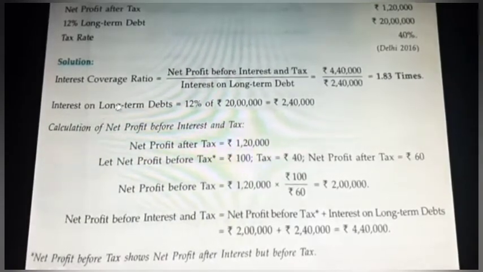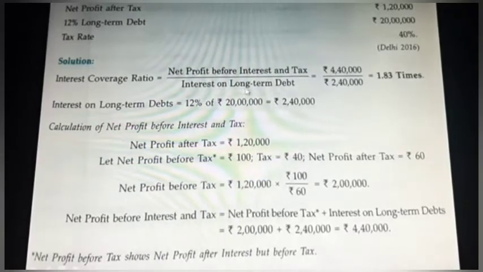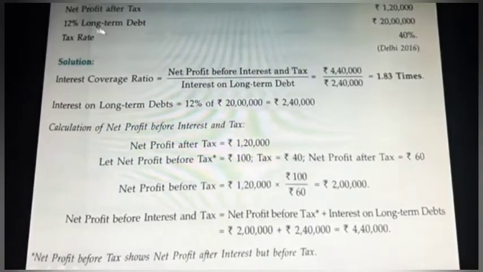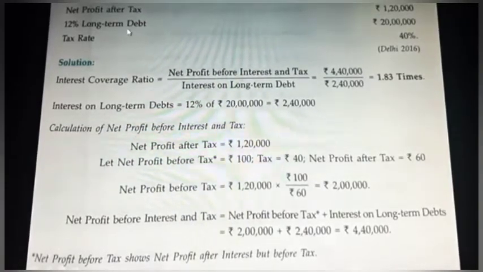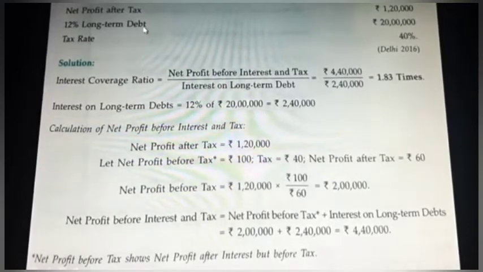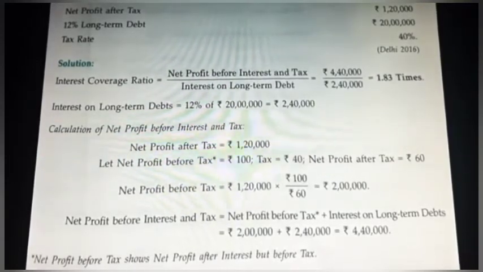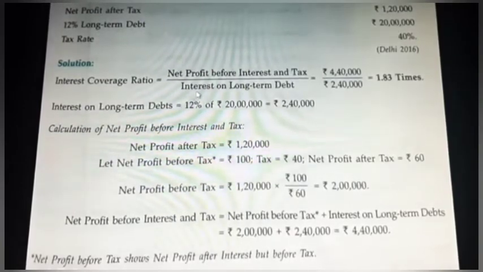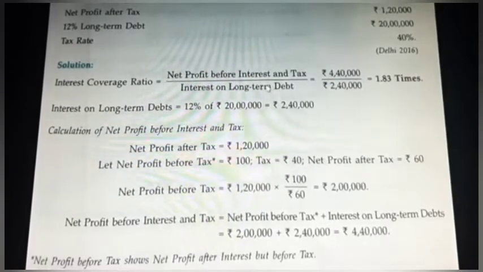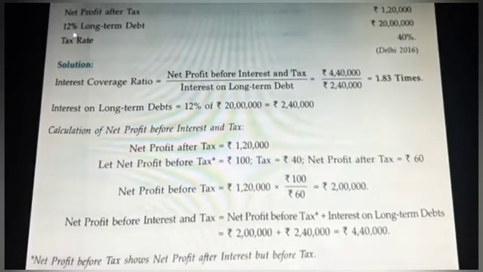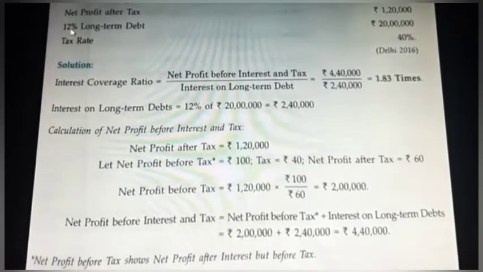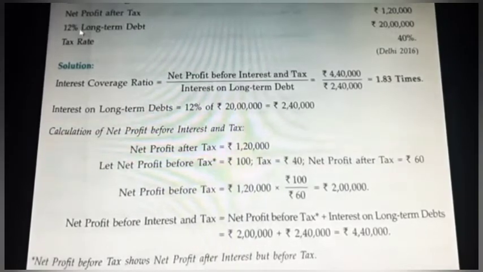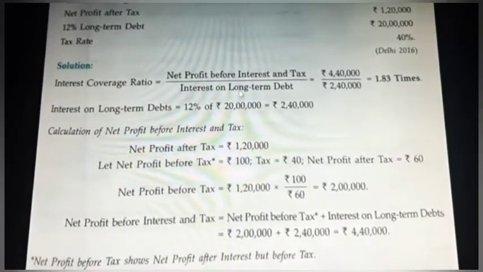Next step is calculation of interest on long-term debt. You are provided with long-term debt, which may be debentures or bank loan. You are given that long-term debt is 20 lakh, and you are supposed to calculate interest on it. The rate of interest is given in front of you, that is 12%. So on 20 lakh, calculate 12%, and you will get interest on long-term debt.